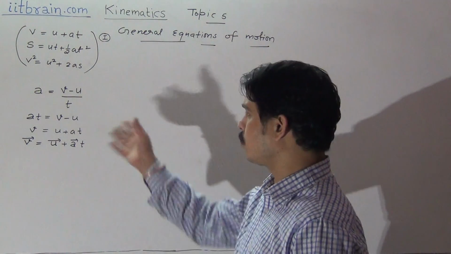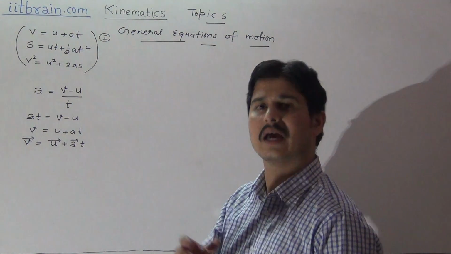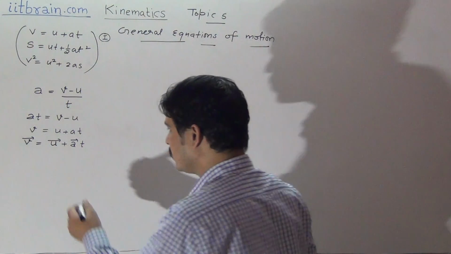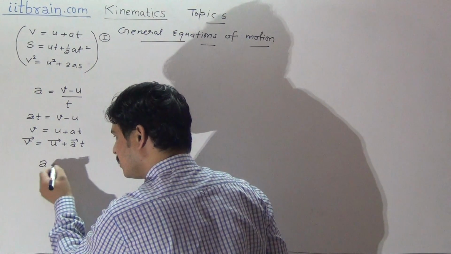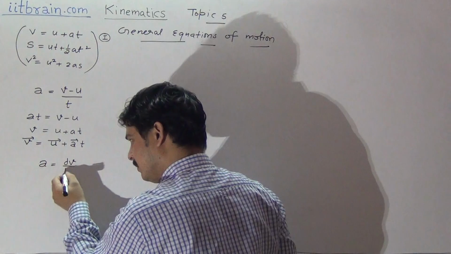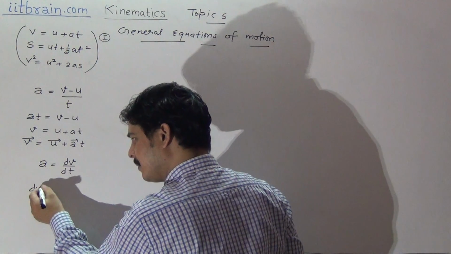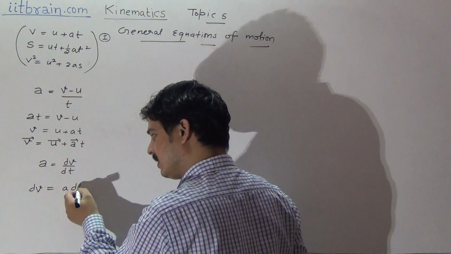You can also derive this equation by using calculus. In calculus, we know that acceleration is defined as dv by dt. So dv can be taken as acceleration into dt.